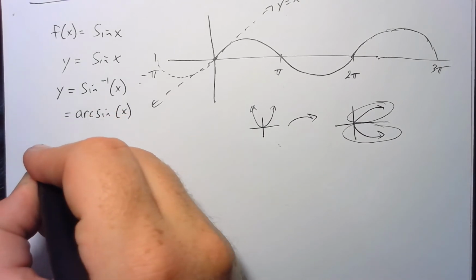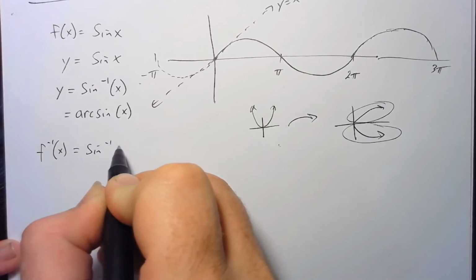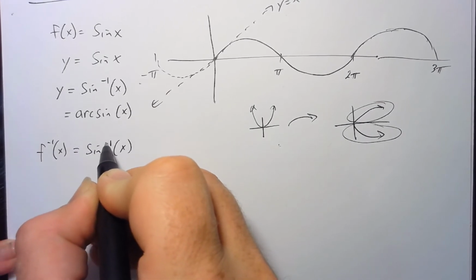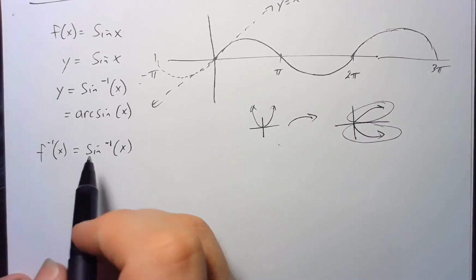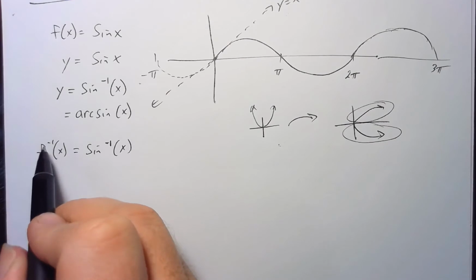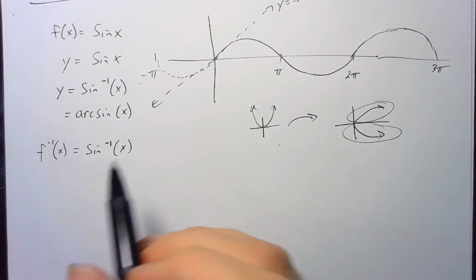Now, let's make sure that we understand this notation. F inverse of x is then equal to sine inverse of x. And notice how I don't use the word power. Nowhere in there did I say power. I was referring to sine inverse as being the function inverse. And that superscript of -1 refers to that inverse.